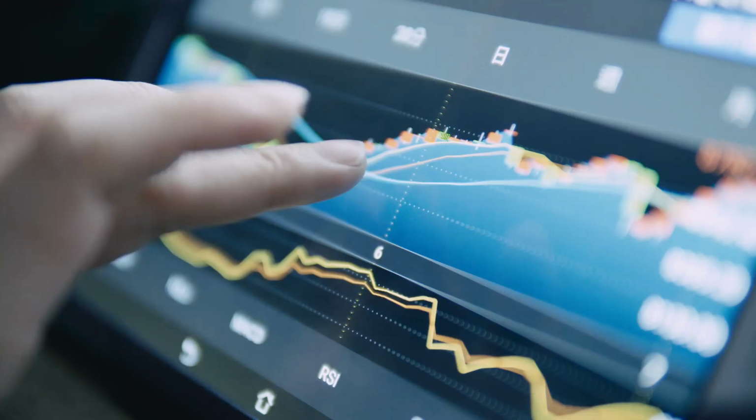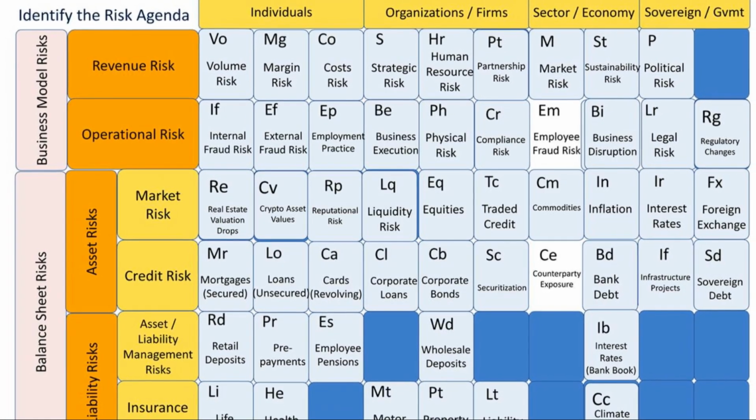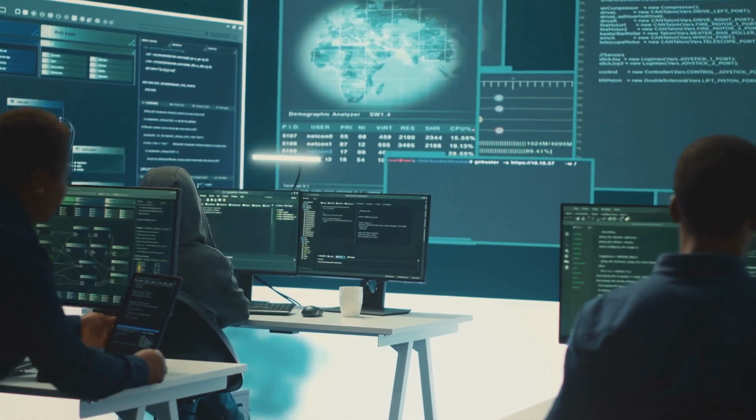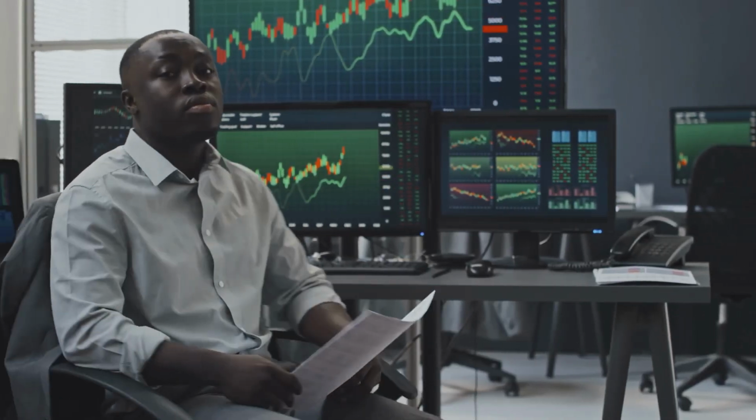Let's break down the periodic table of risk. The first category is financial risk. Are loans being repaid? Are investments doing well? These are financial risks that banks must manage. Next up, operational risk. Are employees following the rules? Is the technology secure? These risks can disrupt operations and cost money.